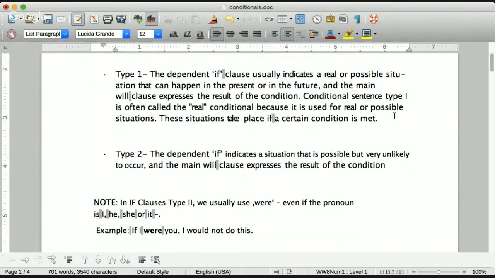Type 1 conditional, the dependent if clause usually indicates a real or possible situation that can happen in the present or in the future. And the main will clause expresses the result of the condition. Conditional sentence type 1 is often called the real conditional because it's used for real or possible situations. These situations take place if a certain condition is met.